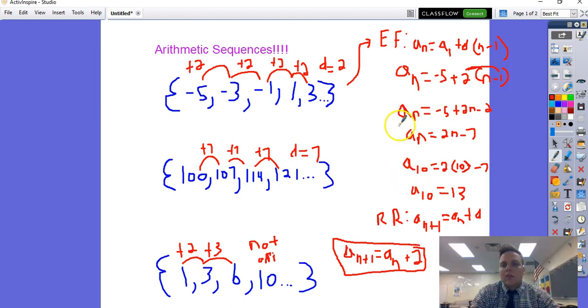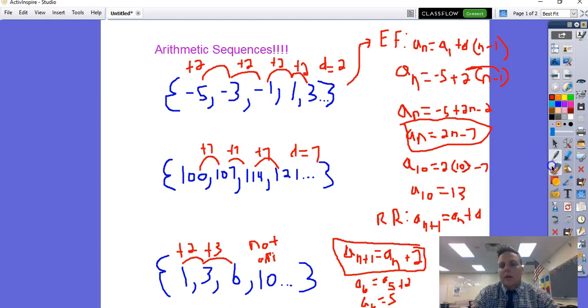Alright? So this is your explicit formula. That is your recursive rule. Okay? So what I'm saying here, guys, is that I could find the next term based on the prior term. So for example, let's say I wanted to find the 1, 2, 3, 4, 5th, 6th term. I could say a sub 6 is equal to a sub 5 plus 2. Alright? And then I know that a sub 5 is 3. And 3 plus 2 is 5. So the next term here would be 5. So the 6th term would simply be equal to 5.